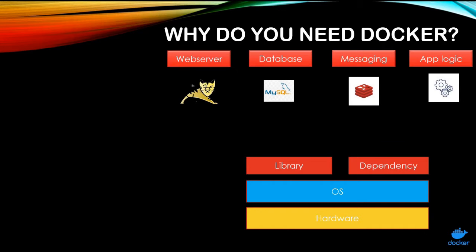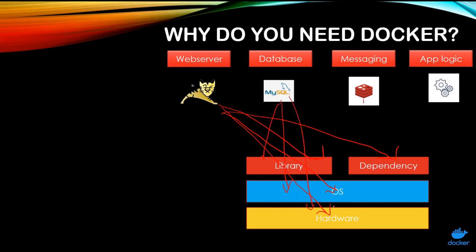Even among the web server, database, and messaging application, when these applications communicate with each other, they also have a certain set of constraints which must be met, otherwise the application will not work. So it should be something like this: the web server is connected with this hardware and also OS, some libraries, some dependency. The same is applicable for MySQL and Redis. Now, just think about it. Only for your four components, it's already so complex.